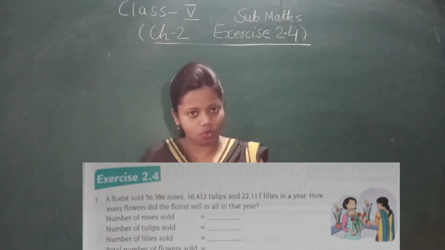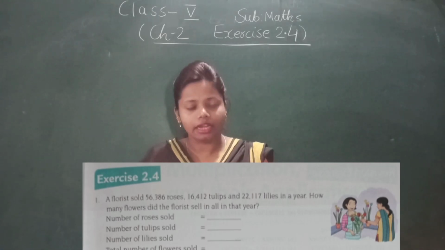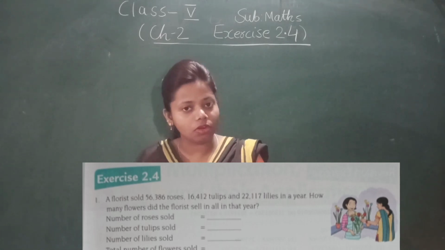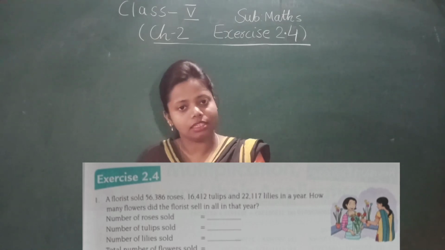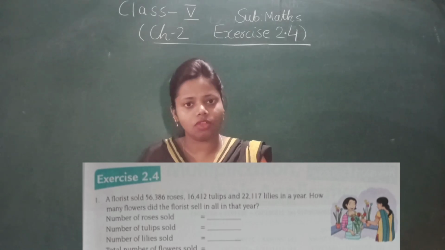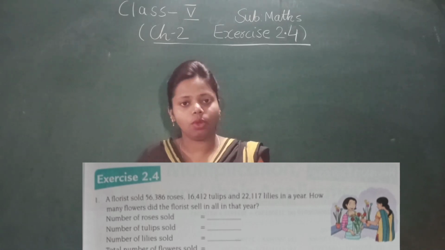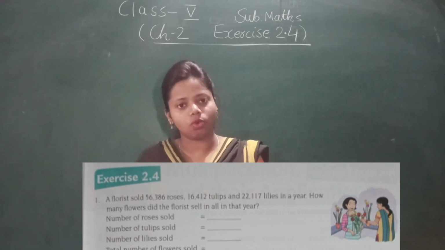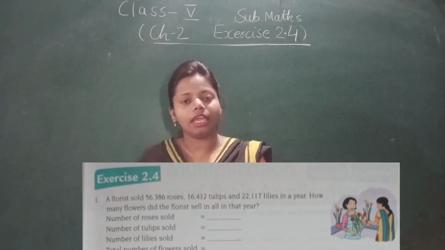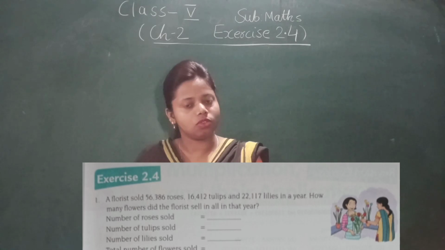So in 1 year he has sold roses, tulips and lilies. We have to find how many flowers the florist has sold in that year, the total number of flowers including roses, lilies and tulips. So what do we have to do? All means we have to add. We have to add these three, and then we will get the total number of flowers that the florist has sold in that year.